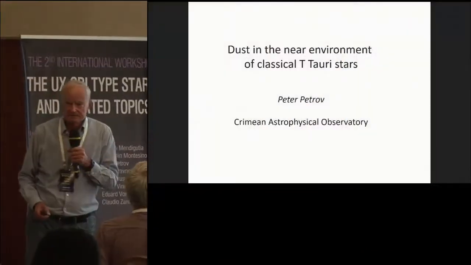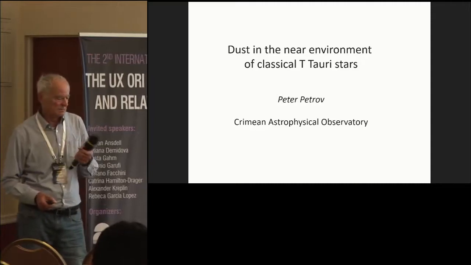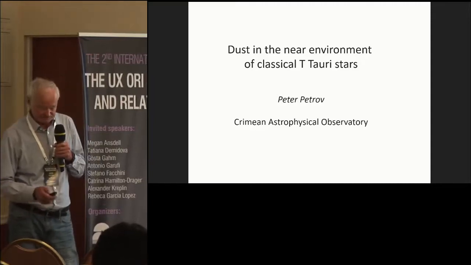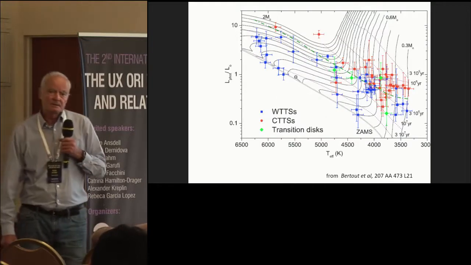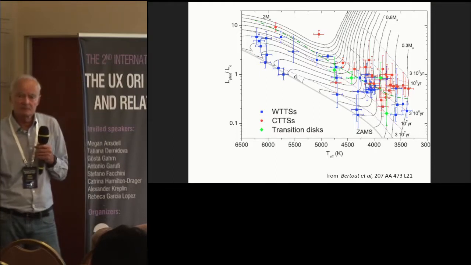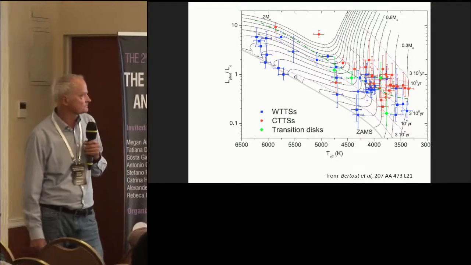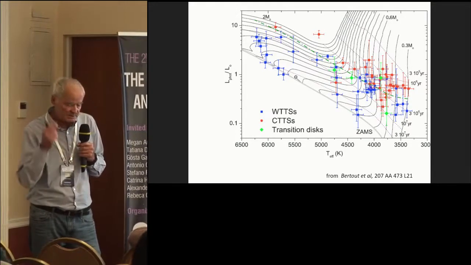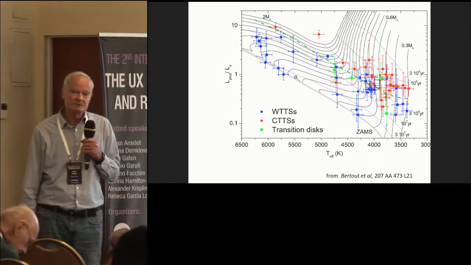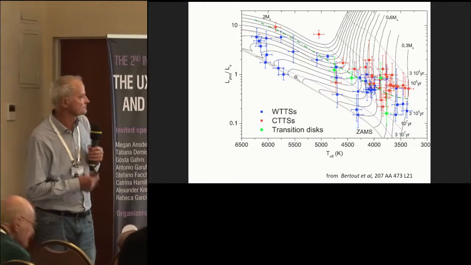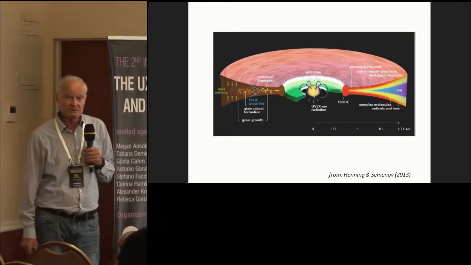Let me start with things maybe well known to you, and then I will proceed with more recent results. Classical T Tauri stars are lower mass counterparts of the Herbig Ae stars. The main difference from the Herbig stars is that T Tauri stars have convective shells, and as a consequence, strong magnetic fields generated by the dynamo mechanism. Another difference is the lower temperature of T Tauri stars.